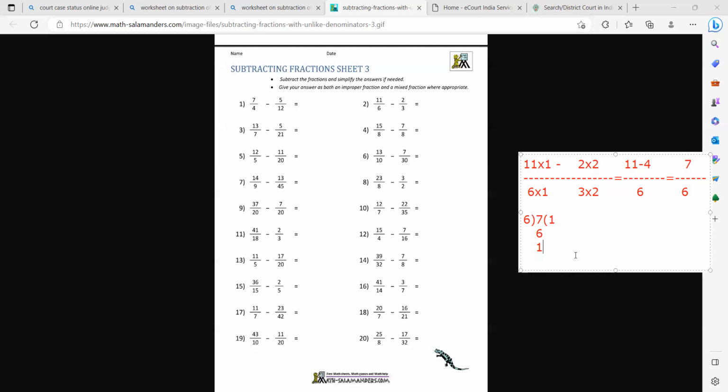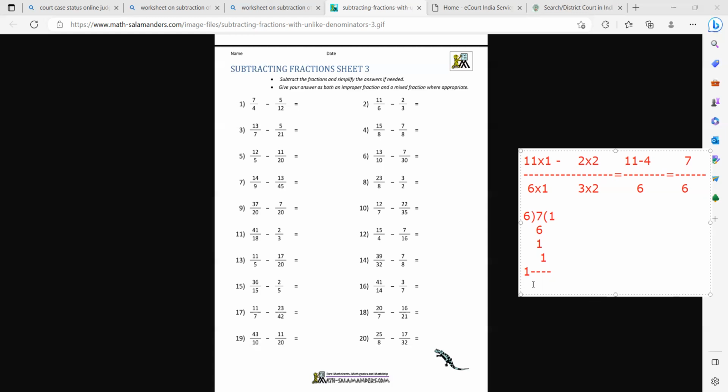So the answer will be 1 whole 1 by 6. So this is the answer of question number 2.